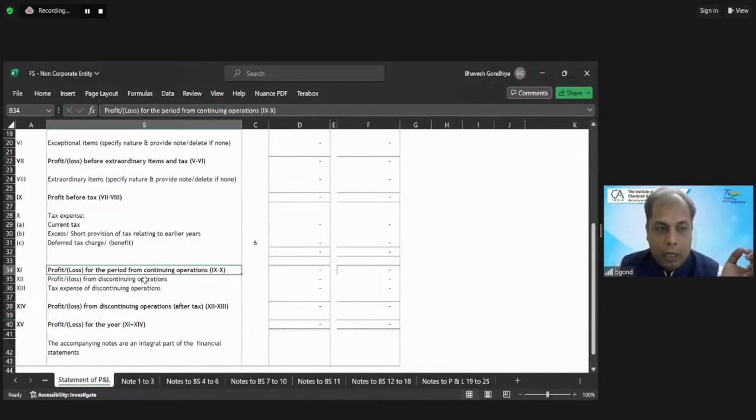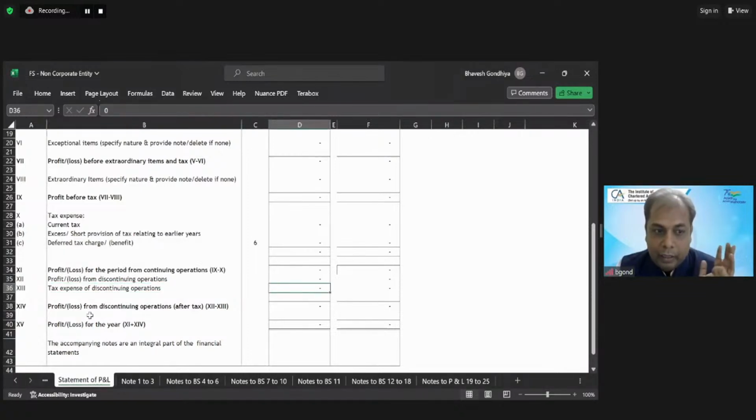After that, you have profit or loss from discontinuing operation. You are supposed to write that profit or loss directly. You are not supposed to show expenses and income separately. Work it out on the back side, take that profit amount and write it on the face of the P&L. Then the tax expense that they are supposed to pay, you show separately, and then you will get profit or loss from discontinuing operation. So on the above part, you have continuing operation and discontinuing operation.